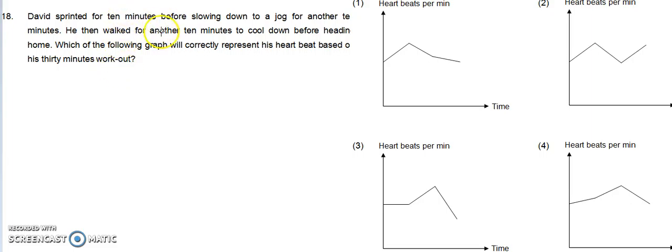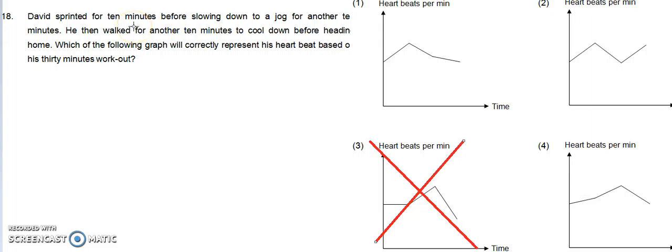Well, let's take a look at this first. He sprinted for 10 minutes. When he sprinted for 10 minutes, the heart rate should be increasing. So the first part is possible. For the first option, it is possible, heart rate increasing. The second option is also possible, heart rate increasing. The third option is not possible because his heart rate won't remain the same once he sprinted. So option 3 is out. Option 4, heart rate increases, also possible.